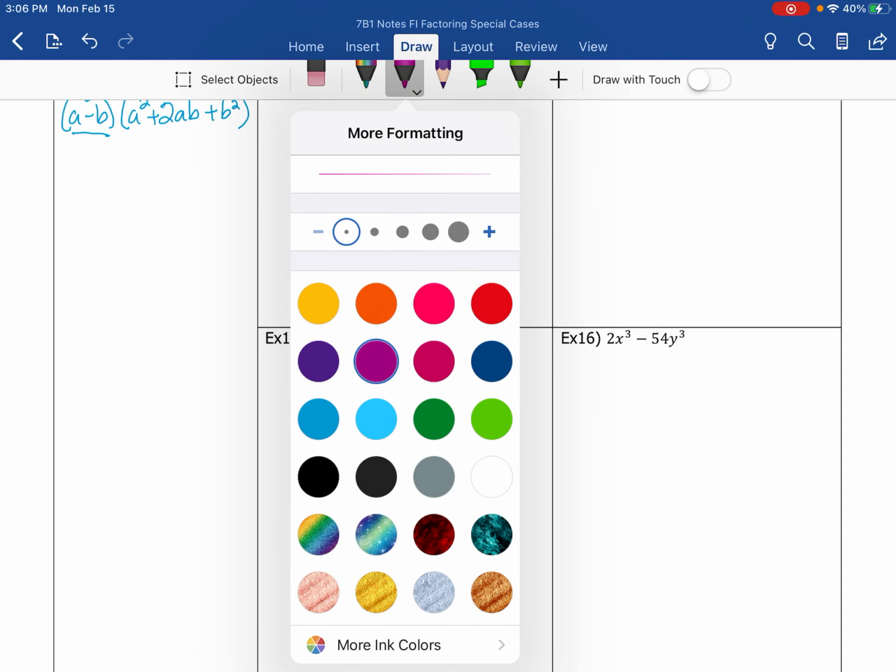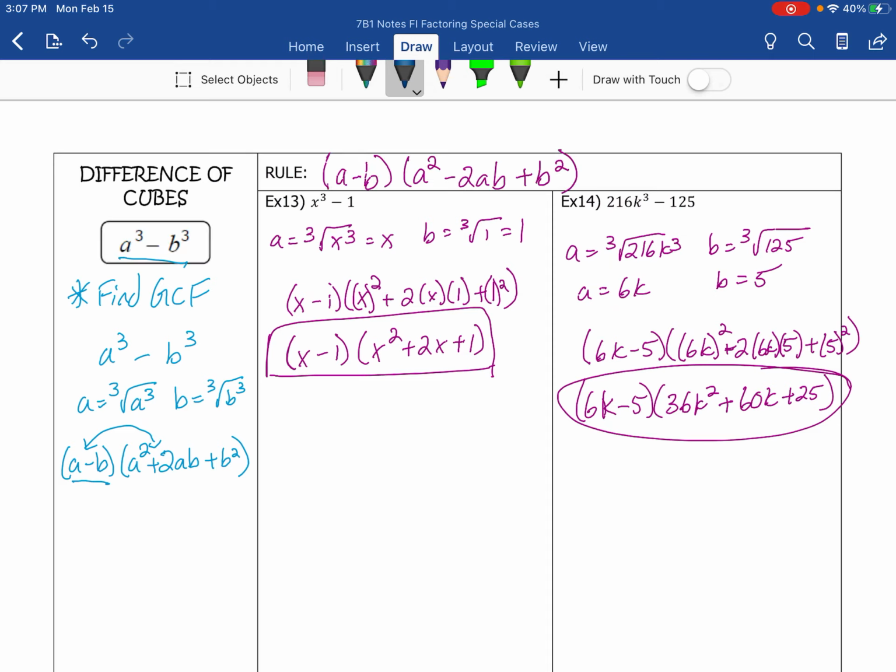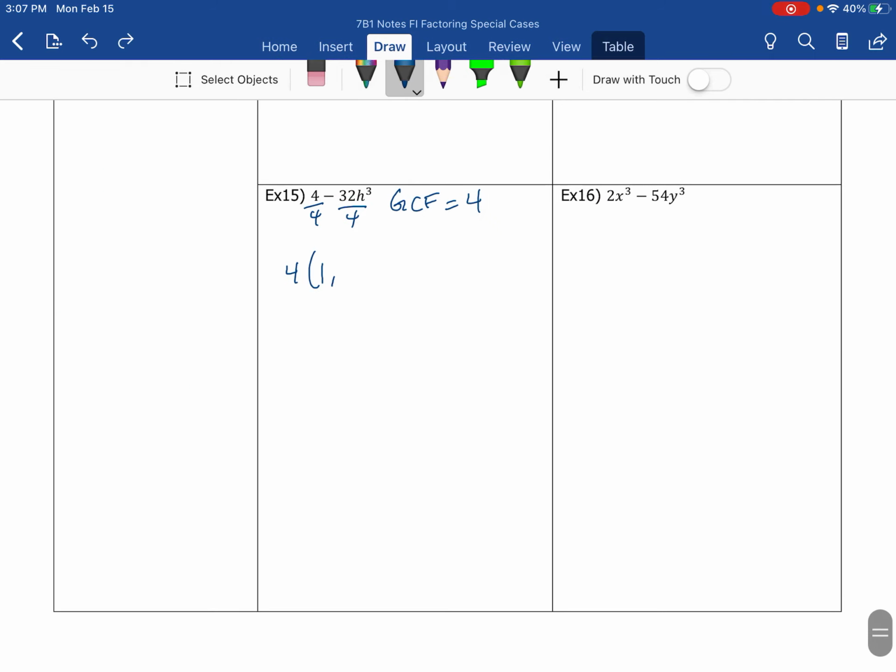Okay, just 2 more, just so you have the gist of everything. I go to the next one. Again, always find your greatest common factor first. For this one, I have a greatest common factor of 4. So I take that 4 out and divide each part by 4. That's going to be 1 minus 8h cubed.